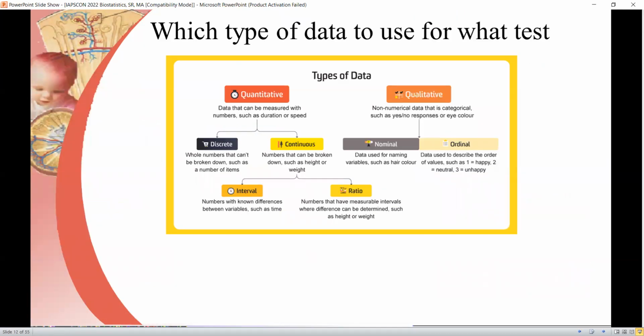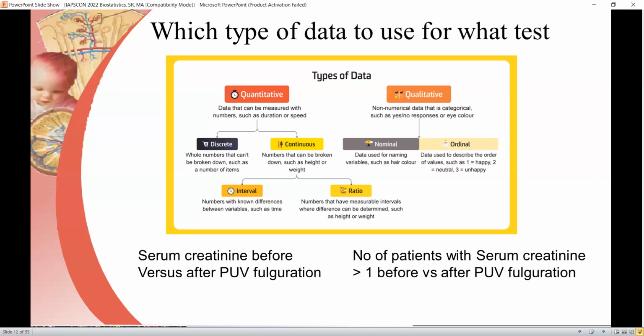So this is a third slide, which is saying which type of data to use for what test. So the quantitative data or qualitative data. The quantitative data can be continuous, and then it can be nominal or ordinal. Nominal means you have the yes or no data, or ordinal, like happy, neutral, unhappy. So serum creatinine before and after PUV fulguration, that is going to be a mean. Okay.